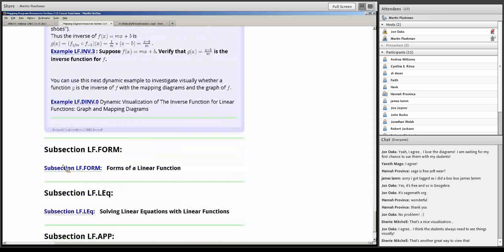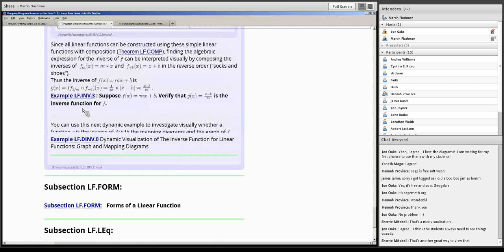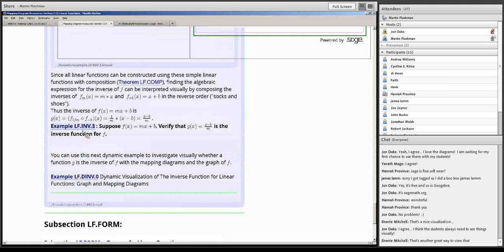I wanted to point out one feature about the inverse for functions. Every linear function is a composition: first multiply, then add. If you think about how to create the inverse, you just undo what you just did. So instead of adding, you subtract. Instead of multiplying, you divide. So you don't have to solve equations and switch variables.